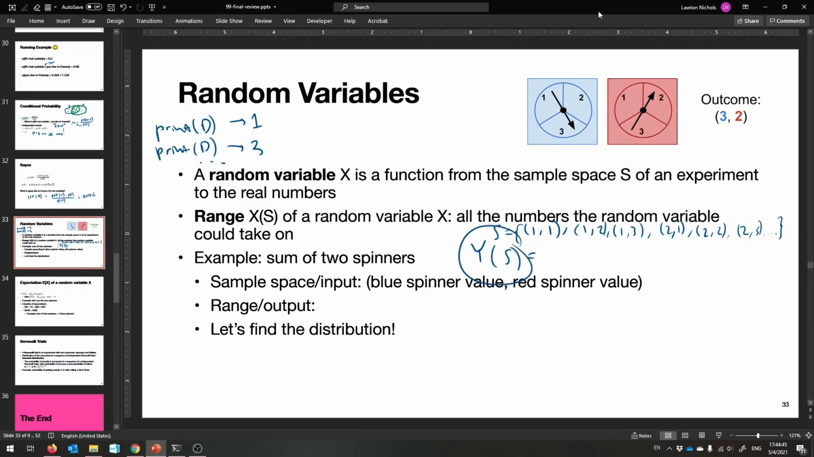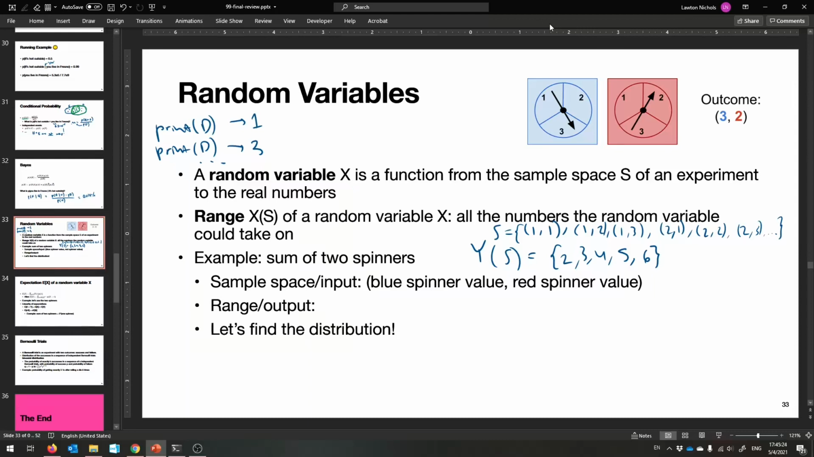And then the range of the random variable, because Y is going to represent the sum of the two spinners. What are all the different possible values that it could take on? Well, minimum 1 plus 1, that's 2. And then we could have 3, 4. And then if this one was a 2, we could have 5. And then if this one was a 3, we could have 6. So that's the biggest number you can get. Anything between 2 and 6 you can get.